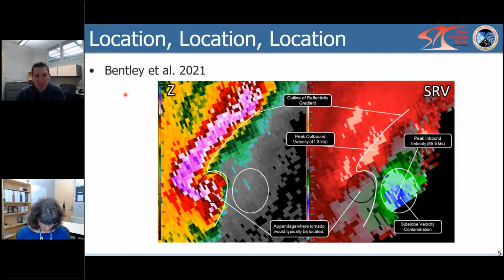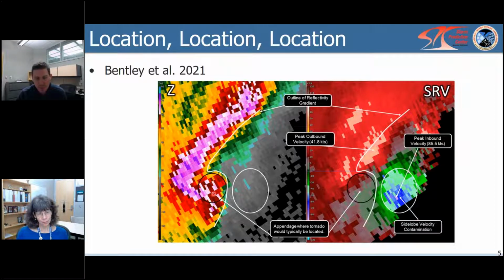Here's an example from that paper in 2021. This might be the type of imposter circulation that might confuse a radar operator. You look at it, you see really strong inbounds, really strong outbounds, and if you were to take those verbatim, you've got 86 knot inbounds and 42 knot outbounds, and you're looking at 60 knot VROT. And wow, this is a really strong supercell. Well, no doubt it's a strong supercell, but if you're looking for an actual tornado, you should be looking back in that appendage, back in the hook echo, as it's commonly referred to. That's where your tornado is going to be.